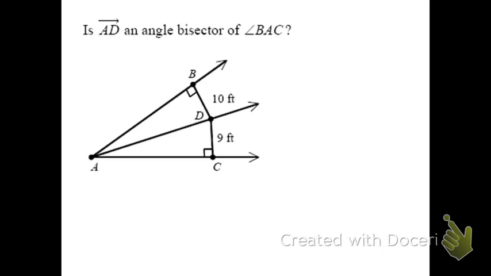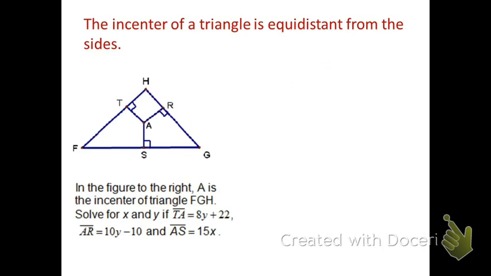Similarly, the incenter will be equidistant from the sides of a triangle. It makes sense because if each angle bisector is equidistant from 2 sides of the triangle, then where all 3 of those angle bisectors meet, that point, which is represented by A right here, will be equidistant from the 3 sides of the triangle.